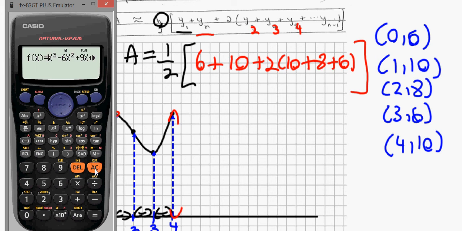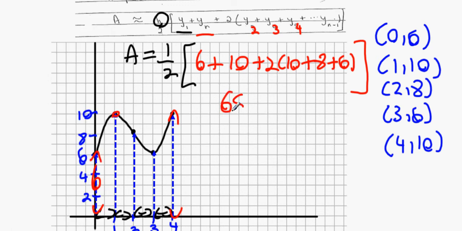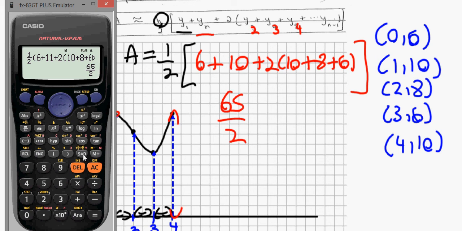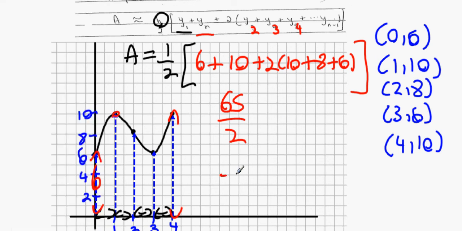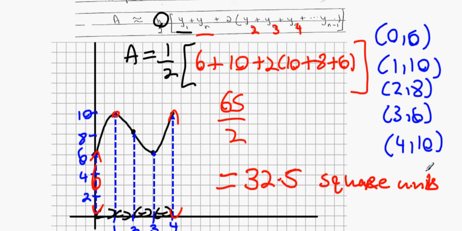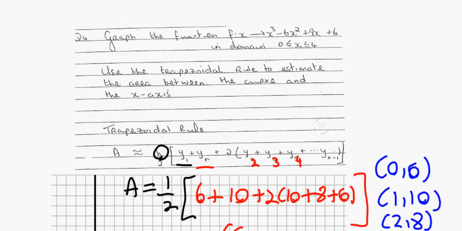Next, go to your calculator and use it to answer this question. So we're going to get a half, 1 over 2, open up the large brackets, we're going to have 6 plus 10 plus 2 times 10 plus 8 plus 6, close the bracket, close the second bracket, and what we get is 65 over 2. 65 over 2 is going to be 32.5 units squared, because they're square units. If it was measured in meters, it'd be meters squared, but we don't know what the units are in this question.